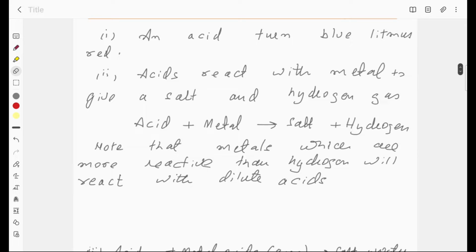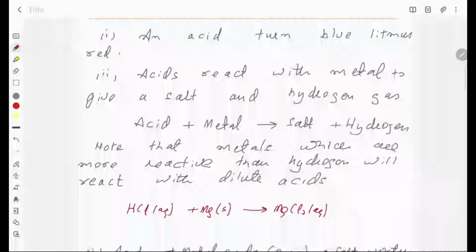I can give you one example. For example, I can take HCl aqueous reacting with magnesium metal, giving you magnesium chloride, a soluble salt, plus hydrogen gas. So it's a typical reaction. You can put any metal in place of magnesium. But always remember, copper is less reactive than hydrogen, so it will not react with any dilute acid.